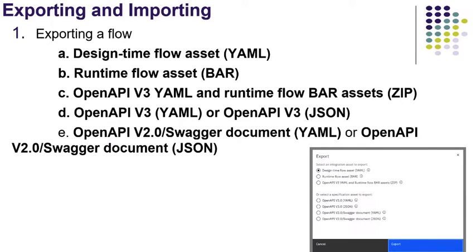The last three export options, the OpenAPI ones, will be displayed only for API flows. So how do you create your flows?